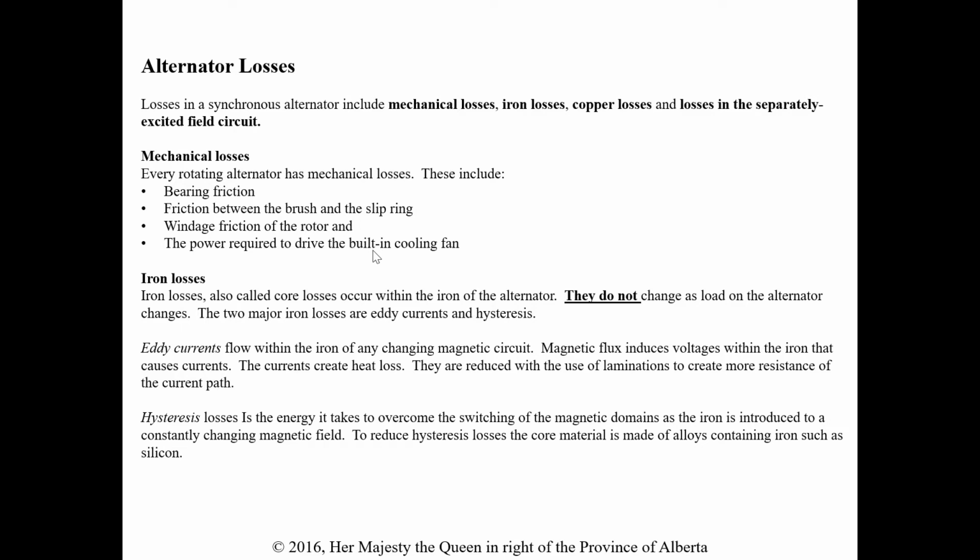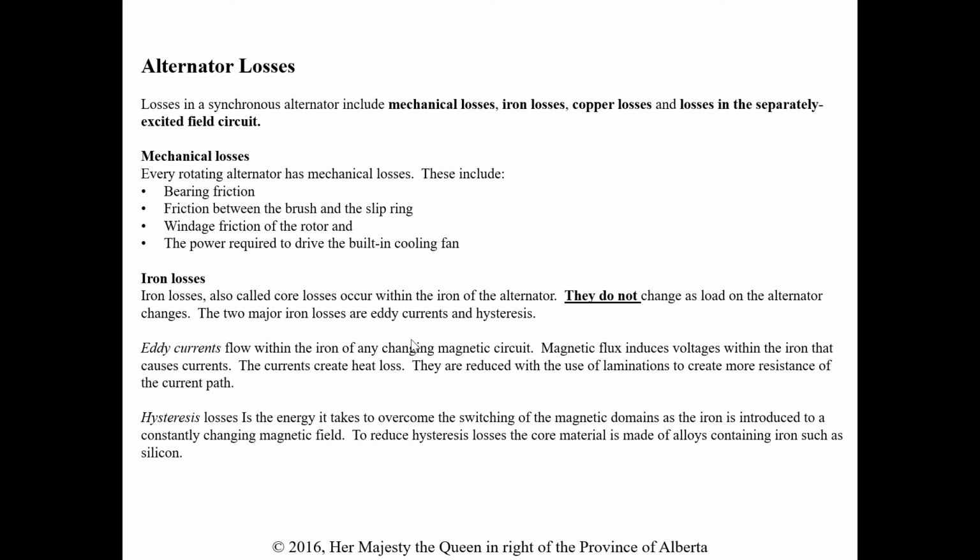Then we have iron losses, also called core losses, within the core of the alternator. So these do not change as load on the alternator changes. Okay, the two major iron losses are eddy currents and hysteresis. And we can talk about this in a second.